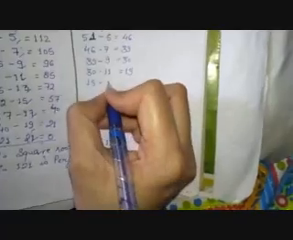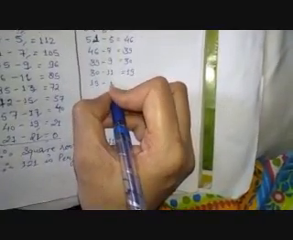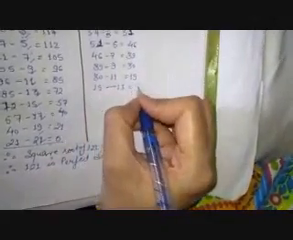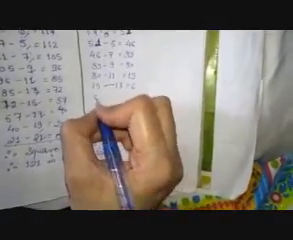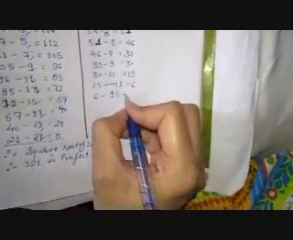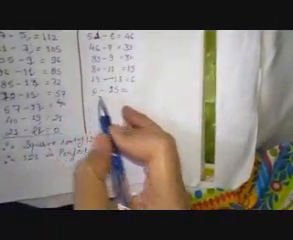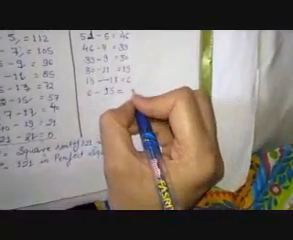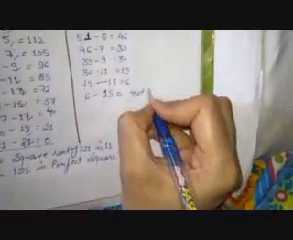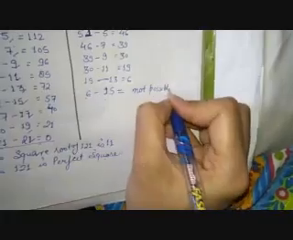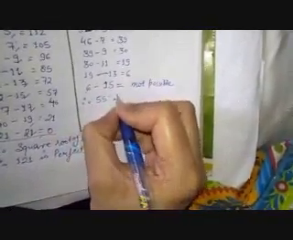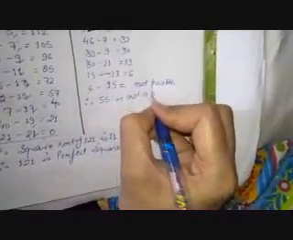19 minus 13 is 6. 6 minus 15. So if I subtract 15 from 6, I will get a negative answer. A negative answer is not possible here. Therefore, we will say that 55 is not a perfect square.